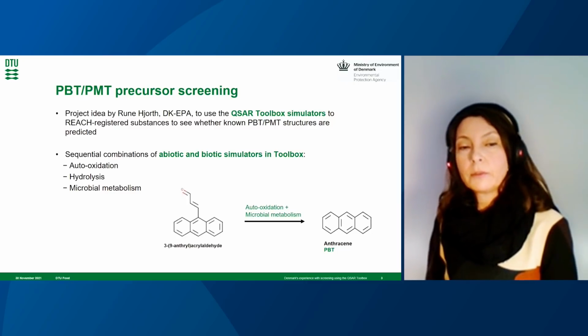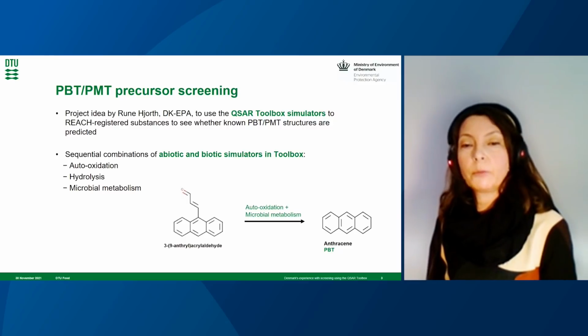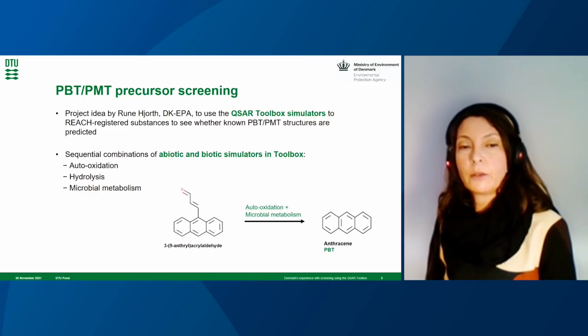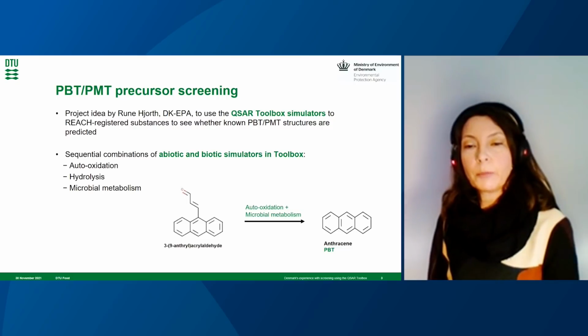In the environment, a substance can undergo both abiotic and biotic processes, and so we used three simulators in the toolbox for auto-oxidation, hydrolysis, and microbial metabolism. And we combined them sequentially because sometimes a substance can first maybe undergo auto-oxidation, and then the transformation products that come out of that may later undergo microbial metabolism, or the other way around, or many other ways around. So we combined these simulators sequentially.